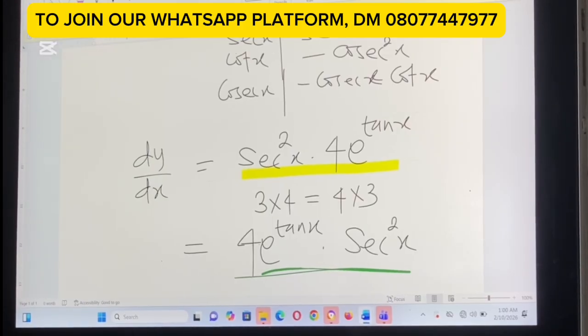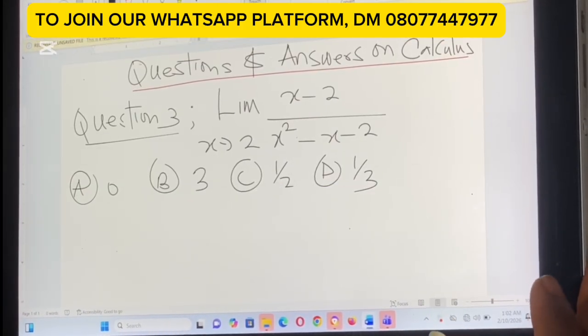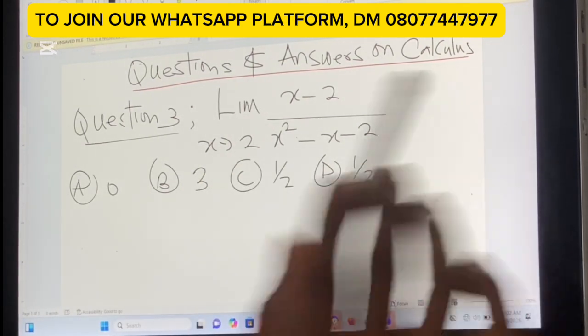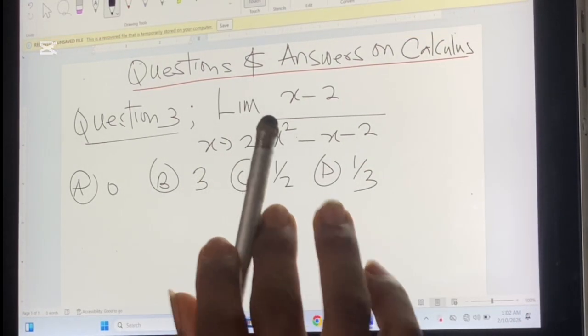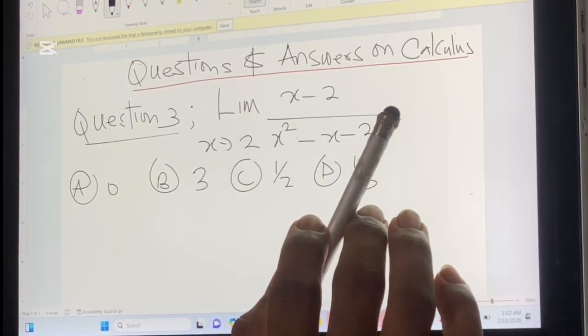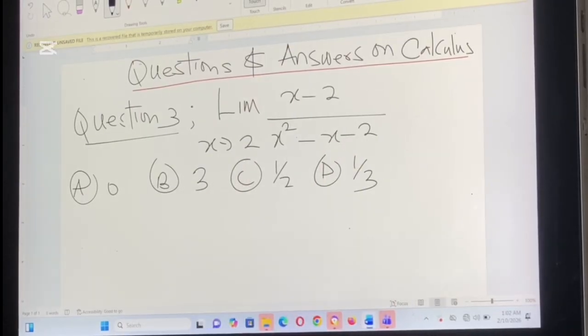So let's solve the next question here, class. All right, let's solve this question here. This is question 3 on questions and answers on calculus, and this question is on limit. They said limit of s minus 2 over s squared minus s minus 2 as s tends to 2.